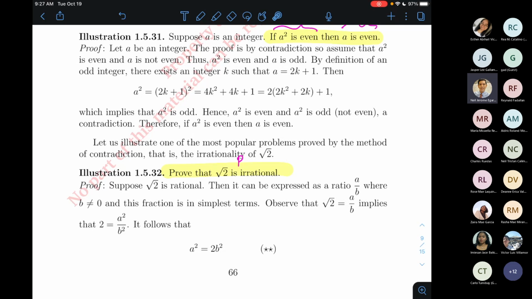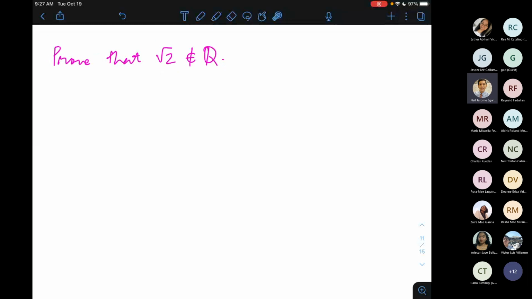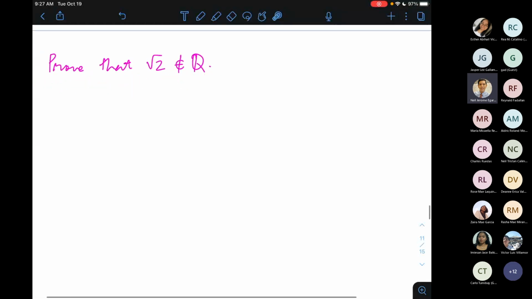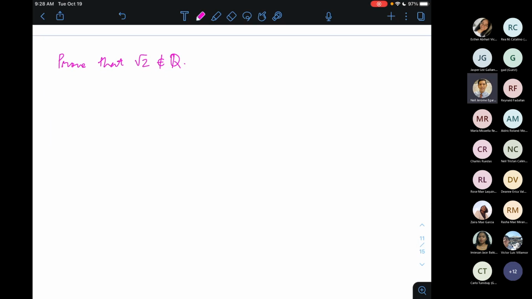And for this proof, gagamitin natin ay proof by contradiction. Okay? Right, so let's see how it is done. And again, this is a very classic proof in math done by contradiction. Okay. So again, kasi mahirap yung direct approach, i-try natin yung indirect approach or indirect proof. Okay. So since the theorem is asking us to prove that square root of 2 is not a rational number, let's suppose otherwise. So let's suppose for the sake of contradiction that square root of 2 is rational. Okay. And we want to show that there is something wrong if we will accept that square root of 2 is rational.